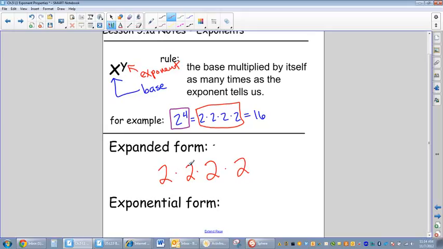So then, Jonathan, which form is the exponential form? Yeah, 2 to the 4th. So those are equivalent forms. Can someone remind us, what does equivalent mean? The same, yeah. They're equal. Those are equivalent forms.